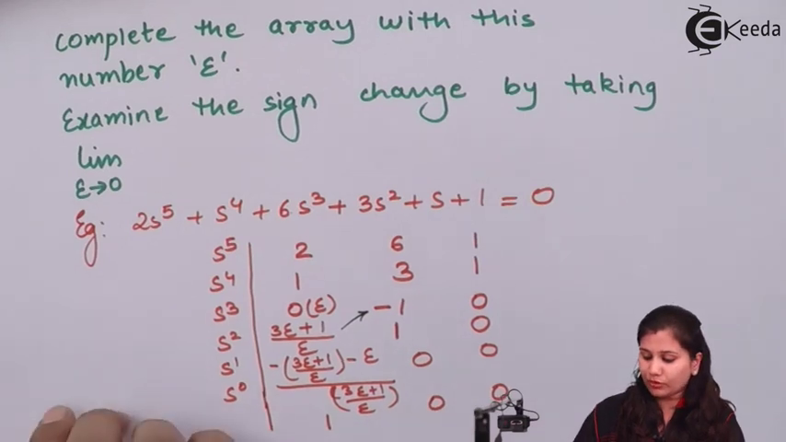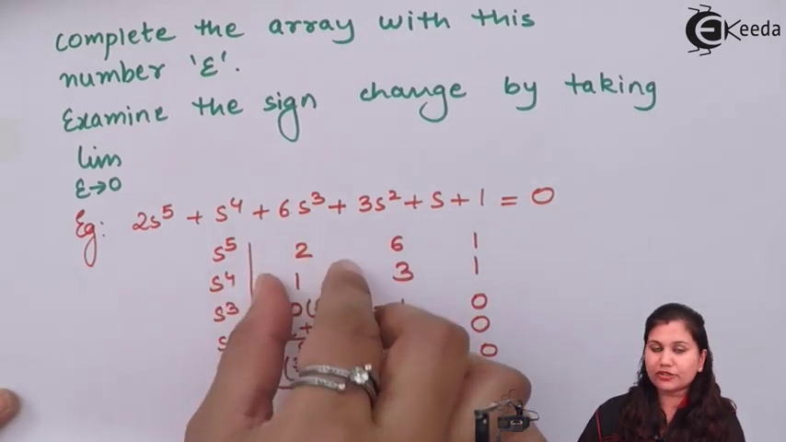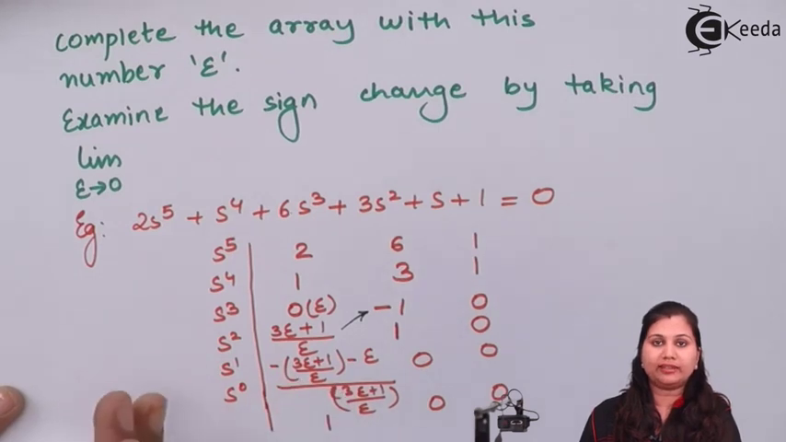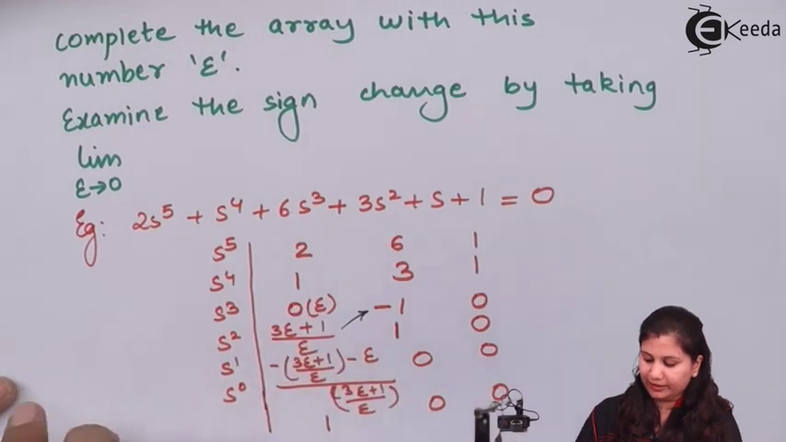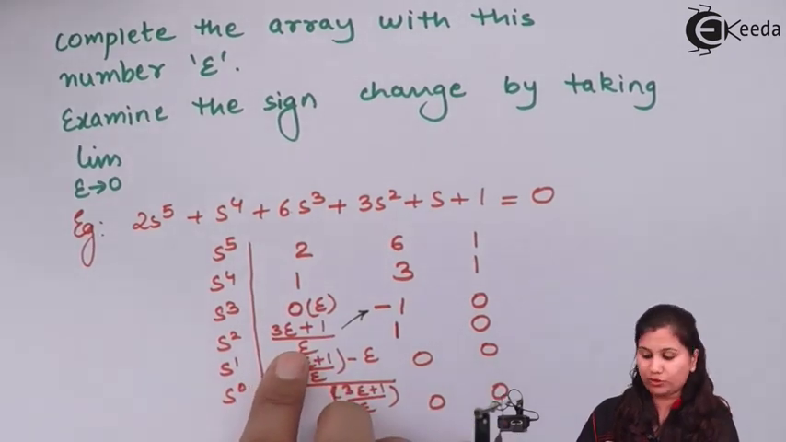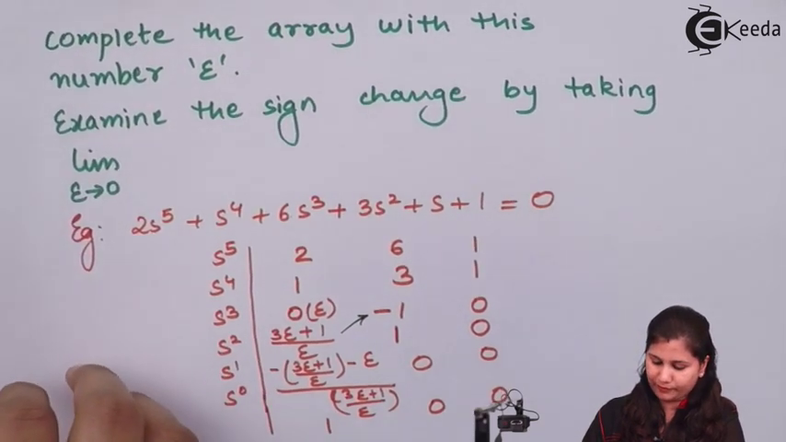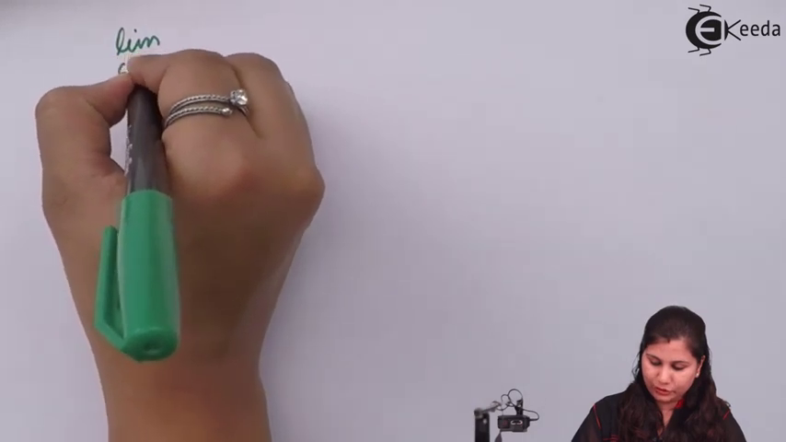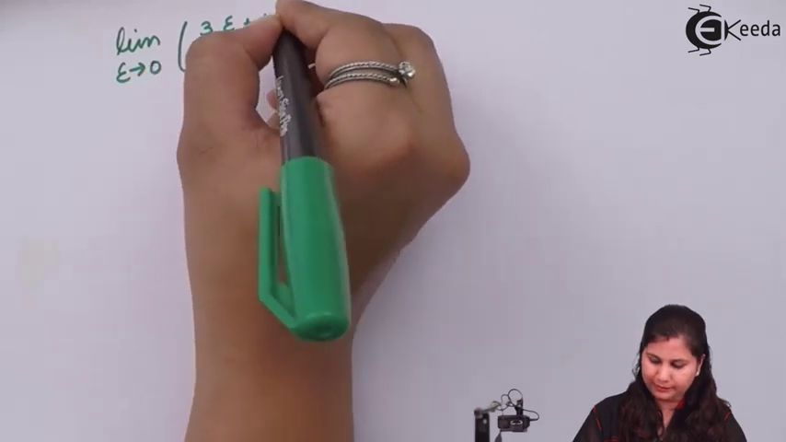Okay. So now we are going to check the sign changes in this first column of the Routh array. How we are going to check the sign change? We will take the limits epsilon tends to 0. So if we apply here the limits epsilon tends to 0, then its value will come out to be limits epsilon tends to 0 on 3 epsilon plus 1 upon epsilon.